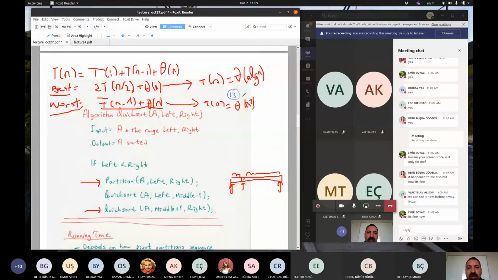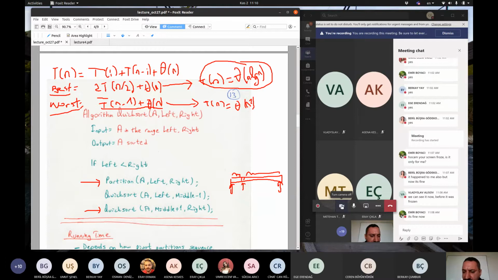Okay, so for the best case, the running time of quicksort is theta n log n, which, if you remember, is actually the running time that we have found for merge sort and the heap sort algorithms.